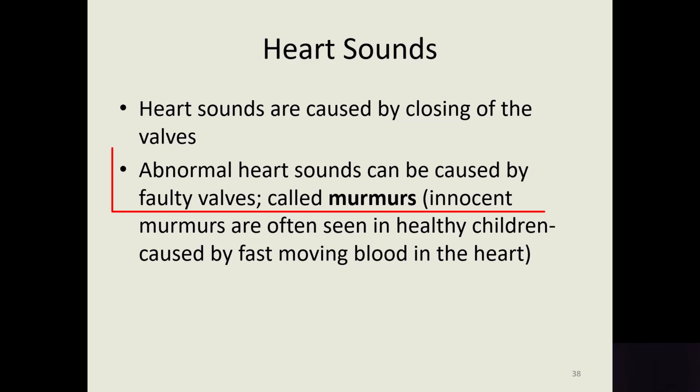An abnormal heart sound can be caused by faulty valves. We call these murmurs. Some murmurs are what we call innocent. These can be seen in healthy children, and it's just caused by fast-moving blood through the heart. Some murmurs may be caused by valvular insufficiency, meaning the valves aren't closing correctly and the blood is flowing backwards through the heart and being pumped over and over again. So some are innocent and some are signs of insufficiency or regurgitation.